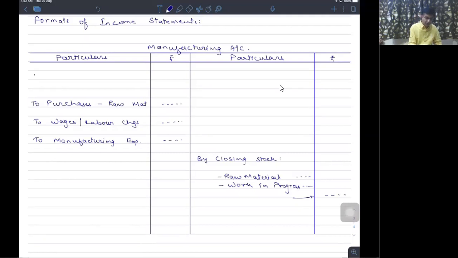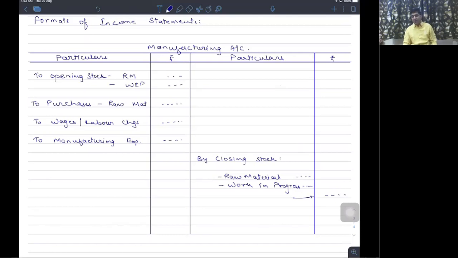So it goes into the manufacturing account debit side as what? To opening stock of what? Of raw material as well as WIP. RM is raw material, WIP is work in progress. All right.